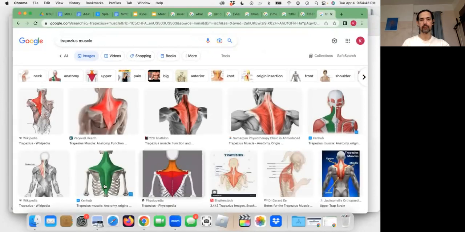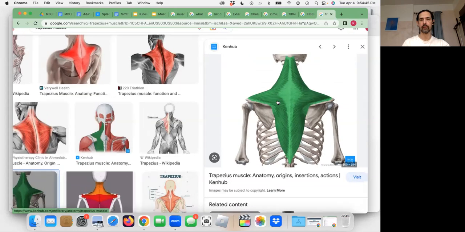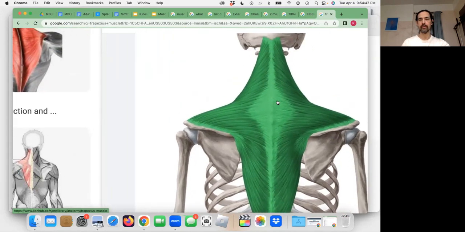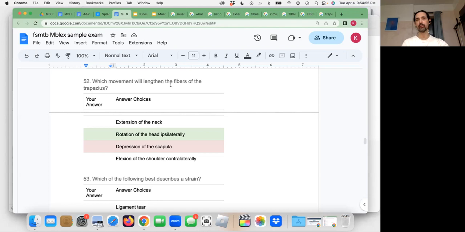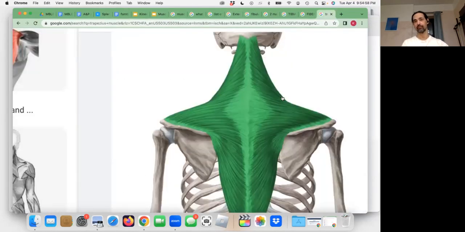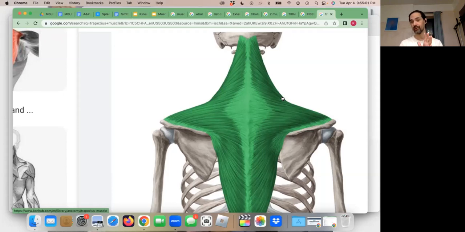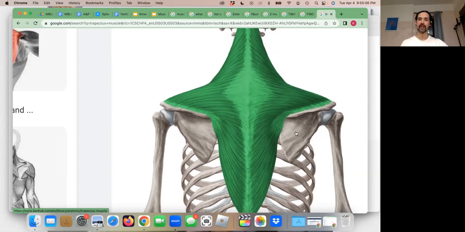Here's a pretty good one. Yeah, this one can help. So they don't ask you, is it the upper, is it the middle, or is it the lower fibers? They say, which movement will lengthen the fibers of the trapezius? And then they just leave you hanging, to pick the one where there's no shortening at all, where there's only lengthening. So depression of the scapula, the lower trapezius, would be shortening.